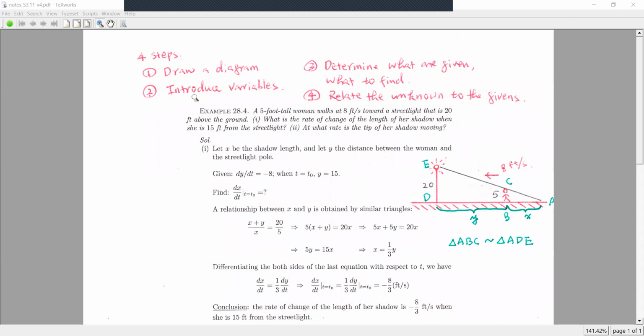Step 2, introduce variables. The length of the shadow, I denote it by x. And the distance between the woman and the light pole, I denote it by y. Because the woman is walking toward the light pole, x and y are changing. They depend on the time t. So they are functions of the time t.